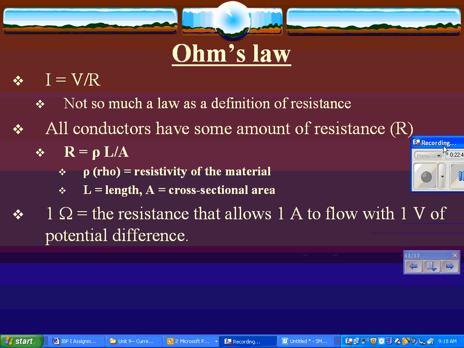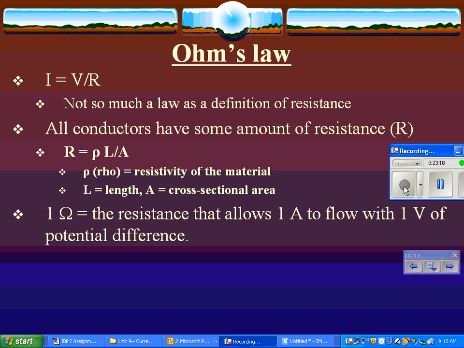Anyway, here is the unit that we use to measure resistance, you guys. The unit for resistance is called the ohm, named after Ohm, and it looks like a little Greek letter, omega. Omega, and so that is the unit for resistance. And the easiest way to draw that. 1 ohm is equal to the amount of resistance that would allow 1 amp of current to flow if there were 1 volt of potential difference. That's kind of the definition of the ohm.